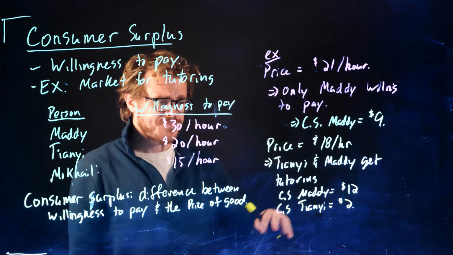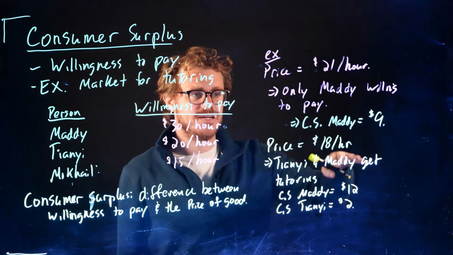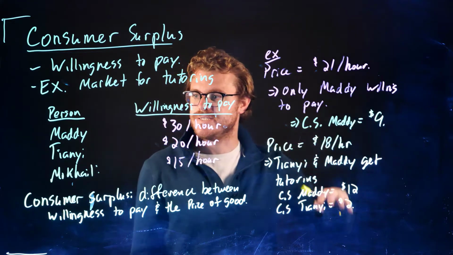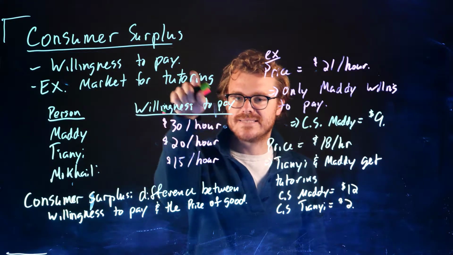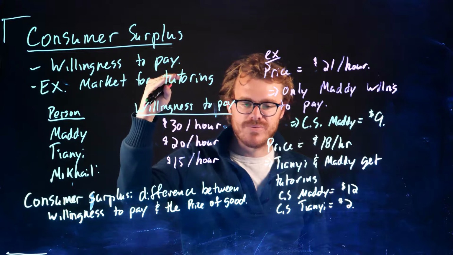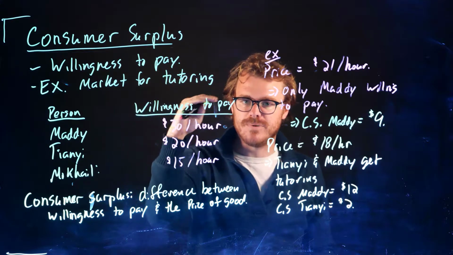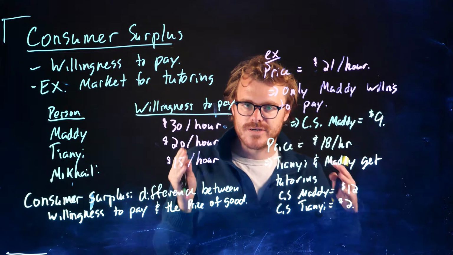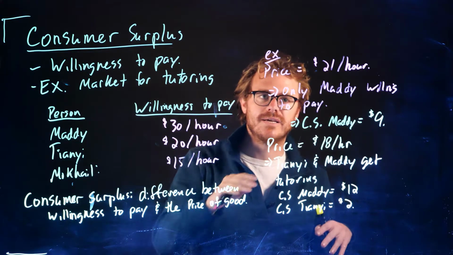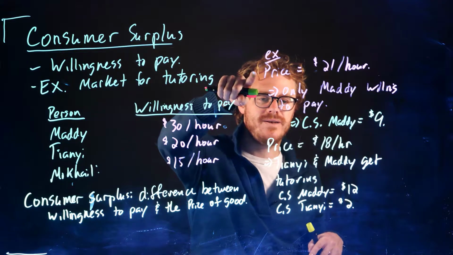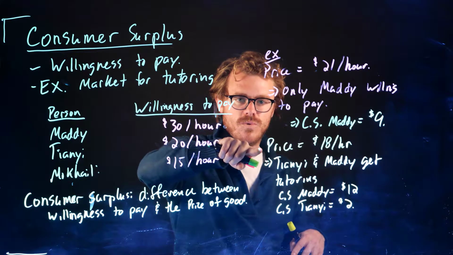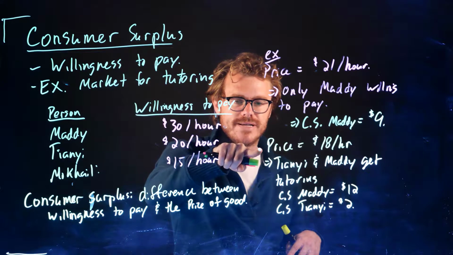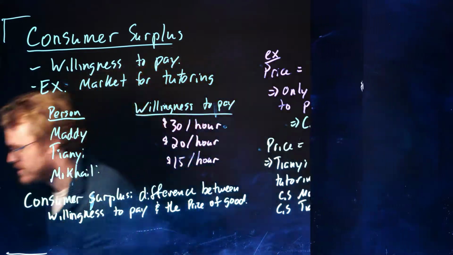And so now we can start to think about this graphically. So we can start to think about willingness to pay as the height of the demand curve. And so now we have 3 people, so it's going to be kind of a weird shaped demand curve, but let's draw it out and think about consumer surplus graphically. We'll start with the price of 21 and then talk about what happens graphically as we move the price down to 18.